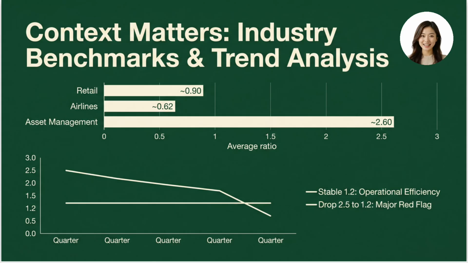Context matters when interpreting liquidity ratios. Different industries naturally operate with different norms, as the benchmark chart shows for retail, airlines, and asset management. The trend line below also reminds us that even a company with a decent starting point can become risky if the ratio declines over time.